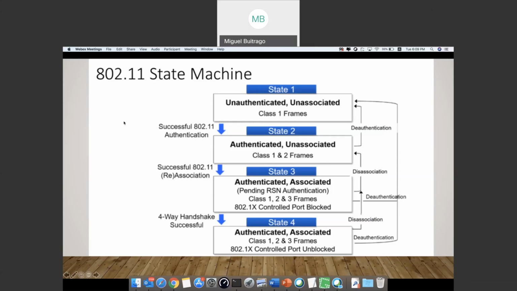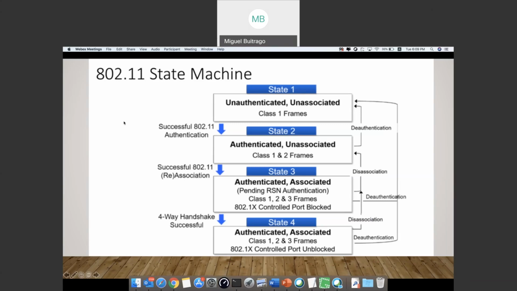Let's start with state one. This is the unauthenticated and unassociated state. In this stage fall class 1 frames. What I mean by class 1 frames, for example, probe requests, probe responses, beacons, authentication and deauthentication frames, etc., fall in this category. This is the first stage.